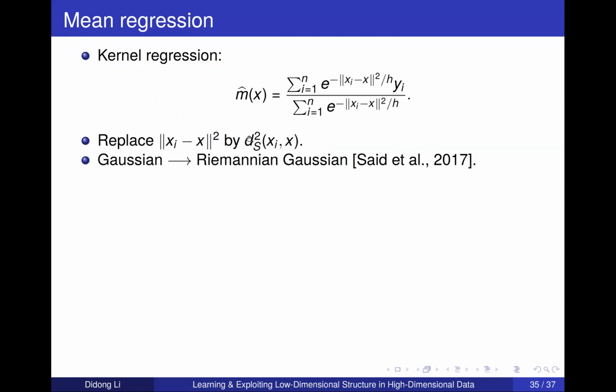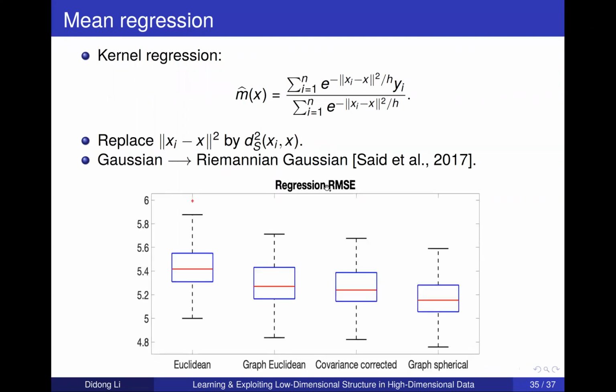But by our spherelets trick, we can approximate the geodesic distance. Then we can use the so-called Riemannian Gaussian kernel as a new kernel and replace the Gaussian kernel by the Riemannian Gaussian. Here is the regression performance, the root mean square error. Again, you will see the same order: Euclidean the worst, then graph Euclidean, coherence corrected, and our graph spherical. So it's always this order, no matter whether you check the distance approximation error, or the sum of log likelihood of the density estimation, or the root mean square error from mean regression.